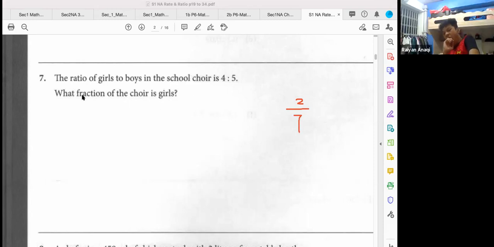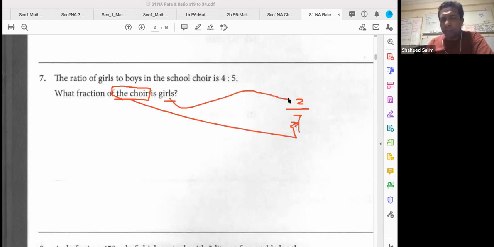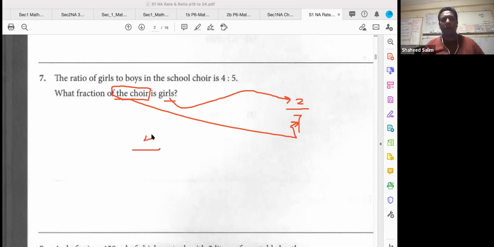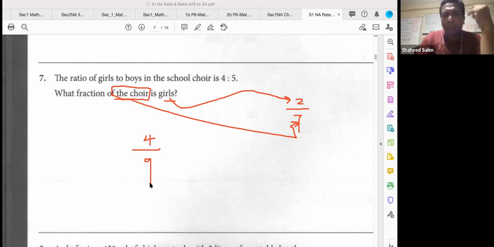When you say what fraction of the choir, this will become the number at the bottom, and then the girls will be at the top. So it will be what? You tell me. 4 over 9. Yes, like that. That's it. So, okay, you must understand fraction is a comparison between the part and the whole.